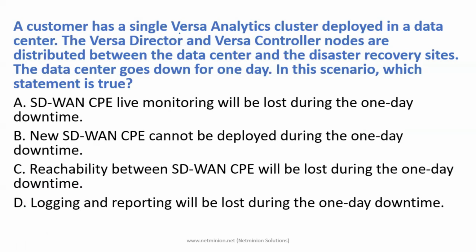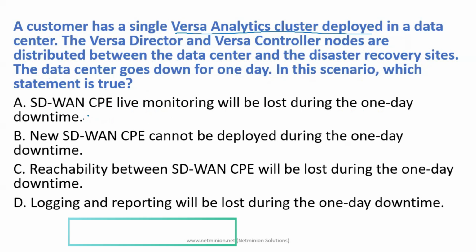A customer has a single analytics cluster deployed. That's fine, as per our lab scenario also. Versa Director and Versa Controller nodes are distributed among the data center. That's fine. Disaster recovery site. That's good. The data center goes down for 1 day. Okay. In this scenario, which statement is true? SD-WAN CPE live monitoring will be lost for 1 day downtime.